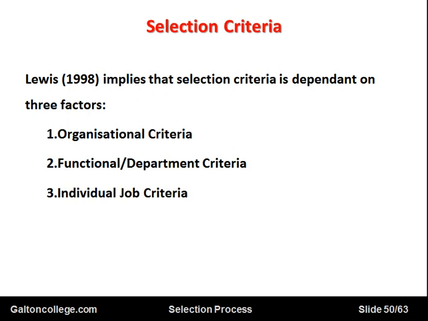And there are, of course, the individual job criteria that apply to the individual, him or herself. What sort of job is it? What are the requirements of the job, and how well suited is the individual to achieve the requirements of the job that's been advertised? Now let's just look at these in a little more detail.